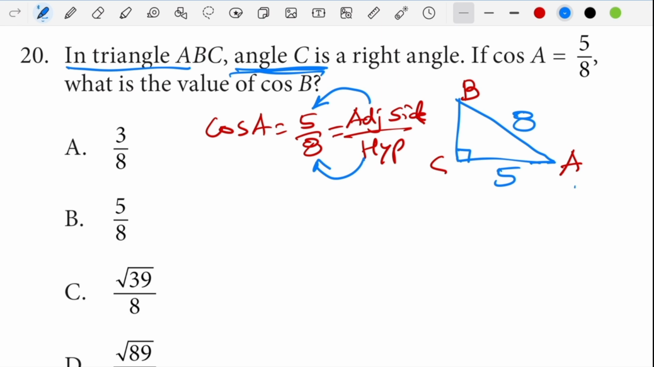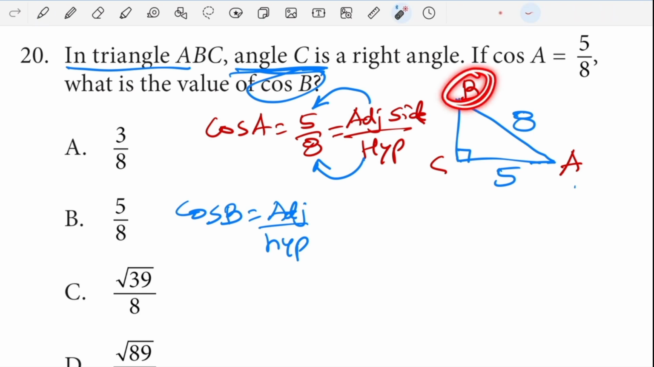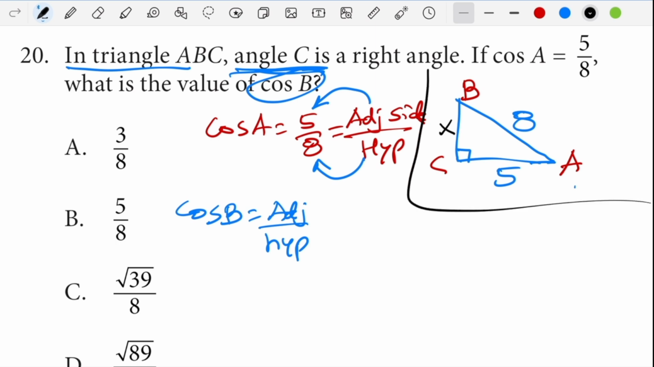Alright, they're asking me for cosine of B. Cosine of B is adjacent over hypotenuse. The difference is adjacent to B is this side, guys, and we don't have this side. We're going to call that X, for example. Alright, so that's the little trick right now. This side, I don't have it, and let's make it this. Now, this is a right triangle. I have two sides. I'm looking for the third one.